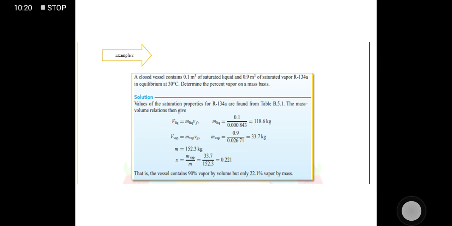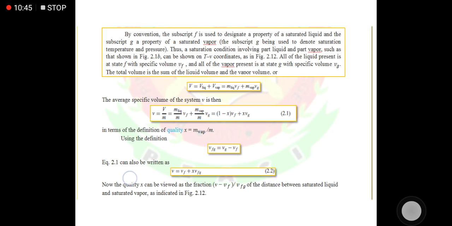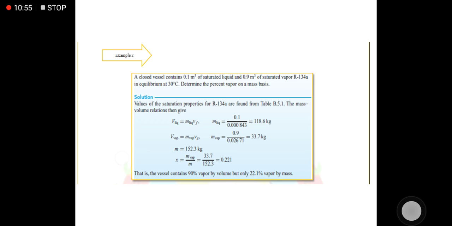So, example number 2. We have a closed vessel containing 0.1 meter cube of saturated liquid and 0.9 meter cube of saturated vapor of R-134a in equilibrium at 30 degrees Celsius. So determine the percent vapor on mass basis. When you say percent vapor, yun yung x dito sa equation natin. Ito yung x dito. Okay? So, hahanapin daw natin yung x na yan.